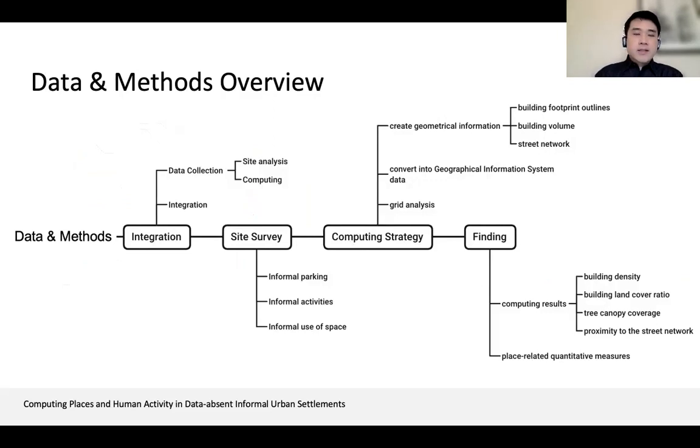And this workflow, the flow chart, provides more detail in terms of our data and the methods involving different steps such as data integration, the manual site survey, and the computing strategy to combine the digital model with different data sets, as well as some key findings.